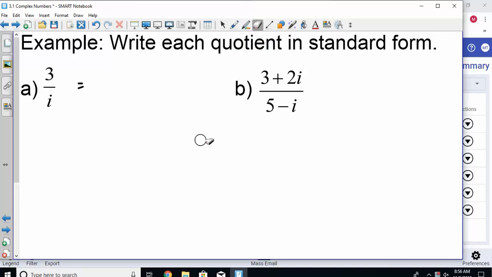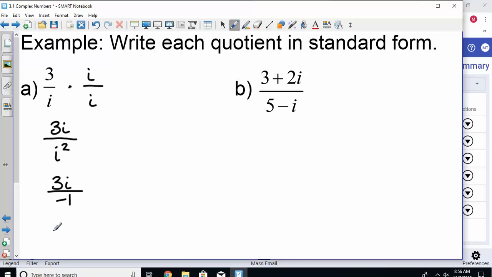Do you guys remember from Algebra 2 what we did if there was an i on the denominator? Multiply. Okay, on this one, I could just take top and bottom times i. Note in a fraction, if you're not changing the problem, whatever you do on the top, you do on the bottom as well. So then on the top we have a 3i over the bottom is i squared.